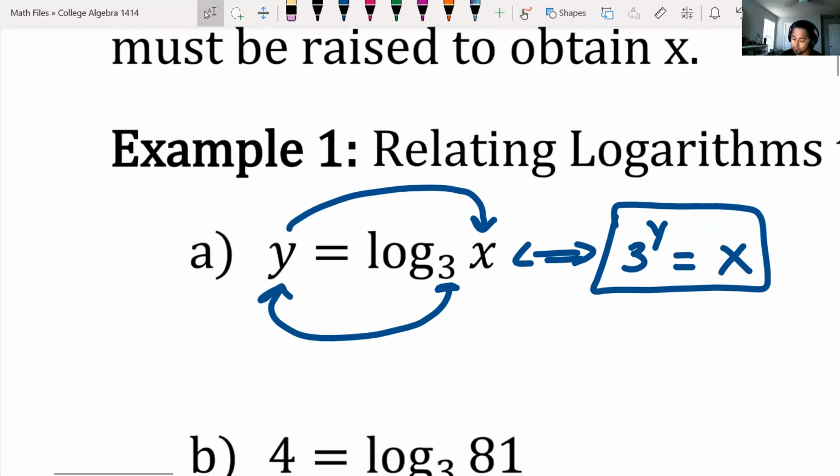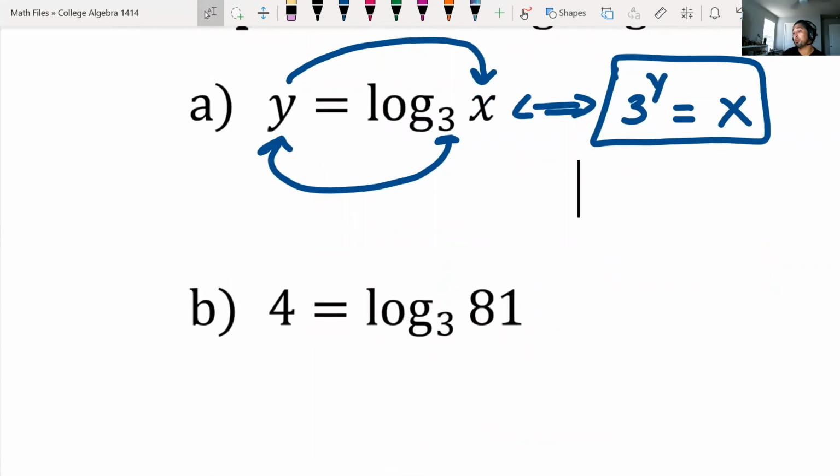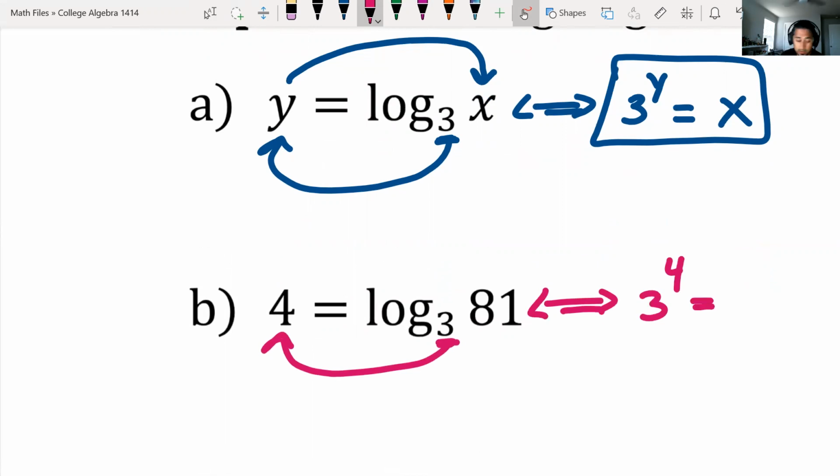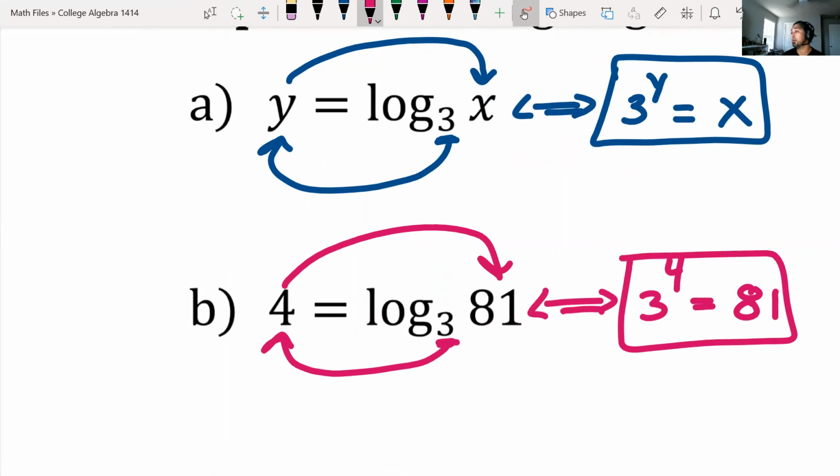Okay, let's try it again. B, 4 equals log base 3 of 81. We do the same thing here. You take this base of 3, raise it to the outside number of 4. So you get 3 to the 4th, and then you set it equal to the inside of the log, which is 81. And there you go. This is actually a true statement. 3 to the 4th is 81.